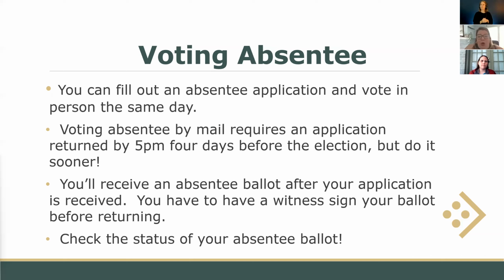Voting absentee by mail requires an application returned by 5 p.m. 4 days before the election. That's kind of a soft deadline. That's the absolute last minute that you can apply to vote absentee. Do it sooner. Do it now. You can request all your absentee ballots for every election for the whole year at once if you have a disability, and they will be sent to you 30 days before the election. So there's no need to wait.